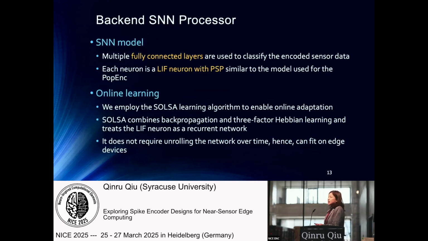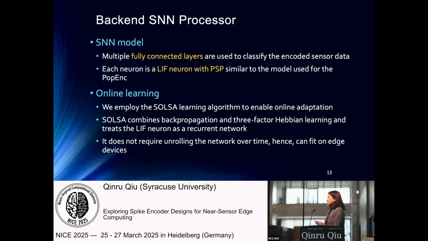And the backend classifier is based on a spiking neural network. These are multiple fully connected layers. Each layer is composed of neurons, which are similar to the ones we used for the population encoder. These are LIF neurons with the postsynaptic potential. And we also adopt the online learning SALSA learning algorithm, which we developed in our previous work.